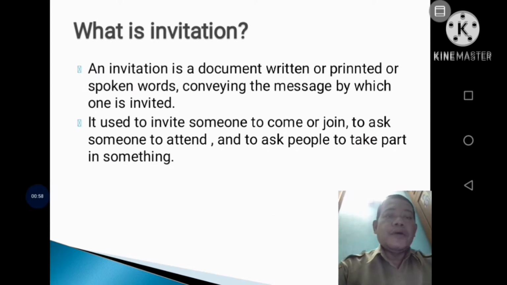And now let's talk about invitation. What is invitation? An invitation is a document written or printed or spoken words conveying the message by which one is invited. Invitation is used to invite someone to come or join, to ask someone to attend, and to ask people to take part in something.